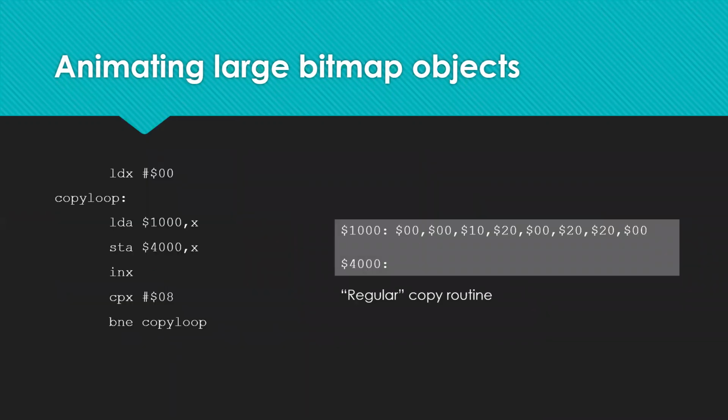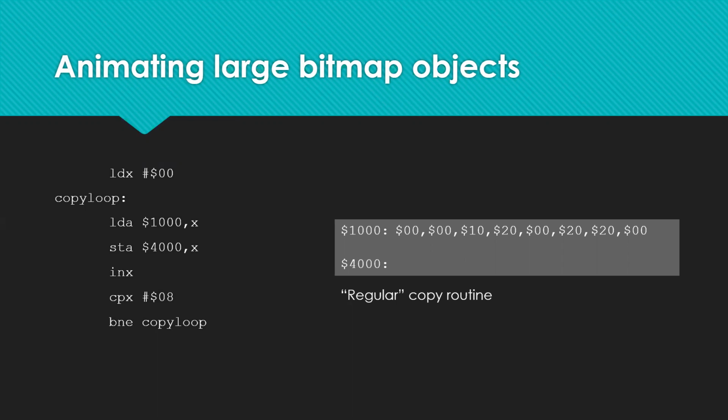How does it work? This is a regular copy routine. This is the way that regular animations are done. This is for copying 8 bytes of memory from location $1000 to location $4000. So you have an index register. You read memory from $1000, you put it to $4000, you increment the index register, and compare it to 8. So are we done? No, go back to the loop, right?